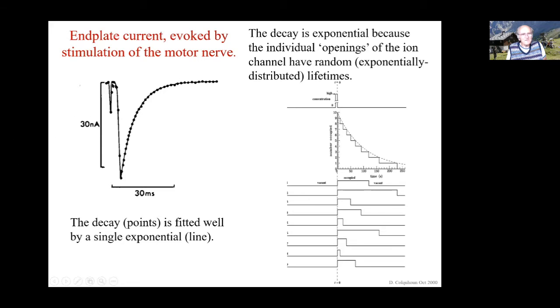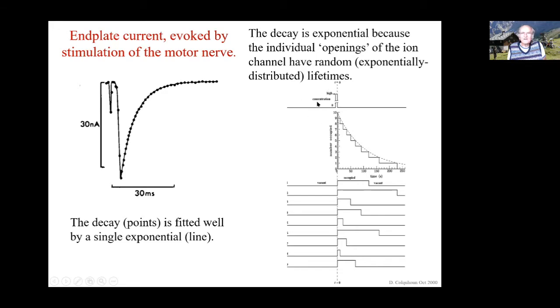This slide, which we've seen before, shows the simulation of a motor nerve. The inward current produced at the muscle end plate, which is over 30 nanoamps, so that's a lot of 5 picoamp channels, and its description is this decay, which follows rather well a single exponential curve. So that's a macroscopic current. It involves a large number of channels and it's more or less smooth.